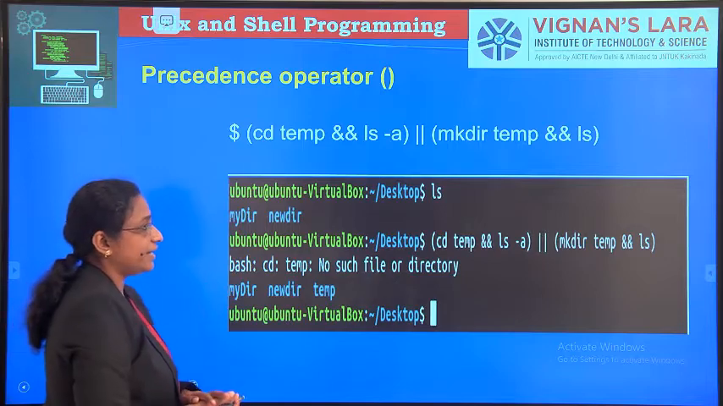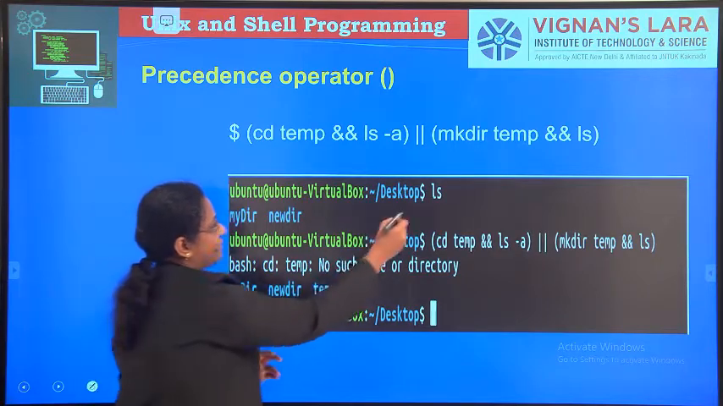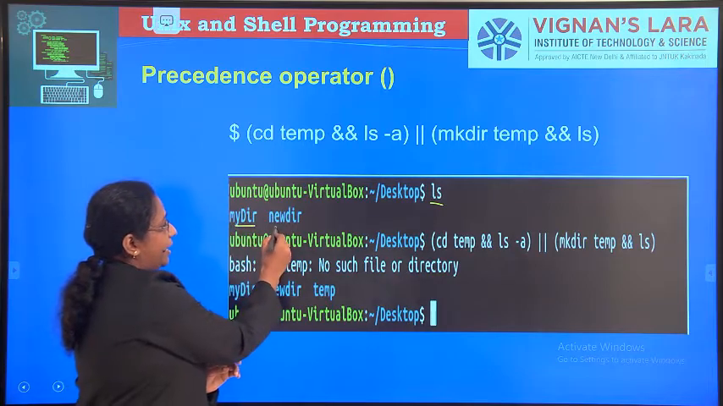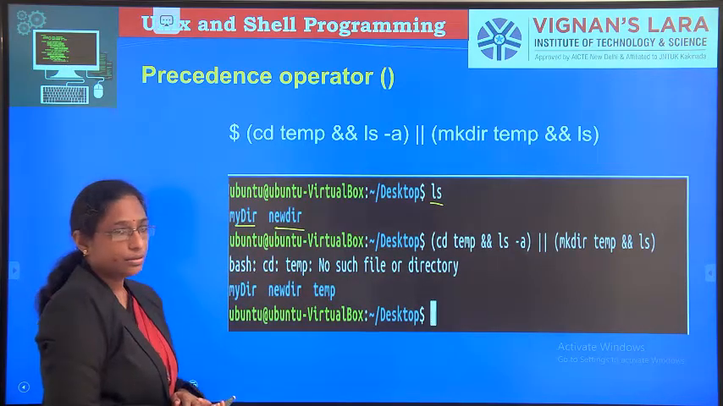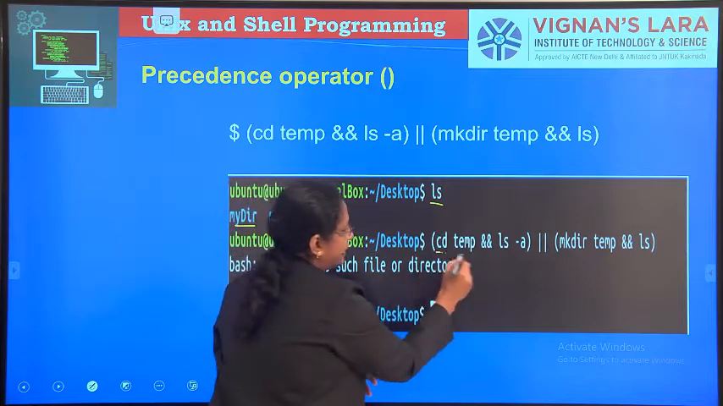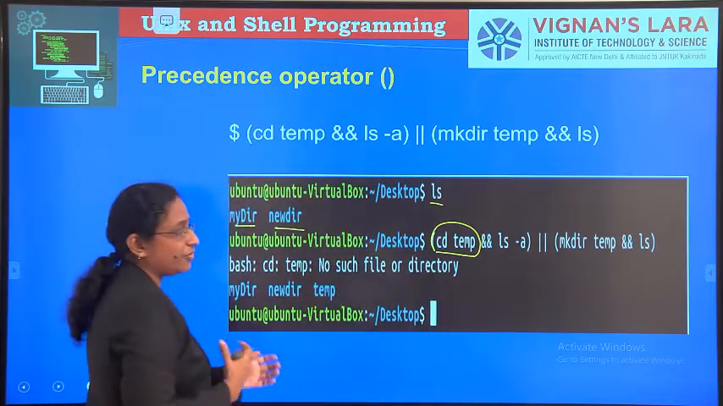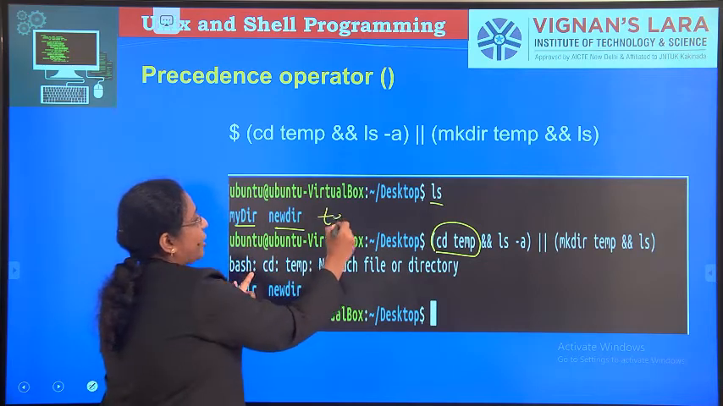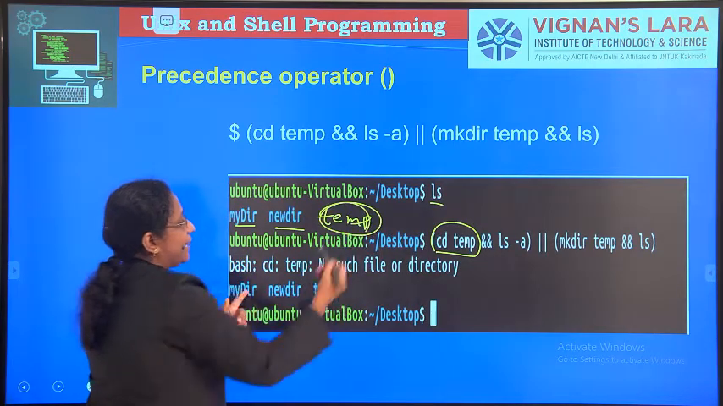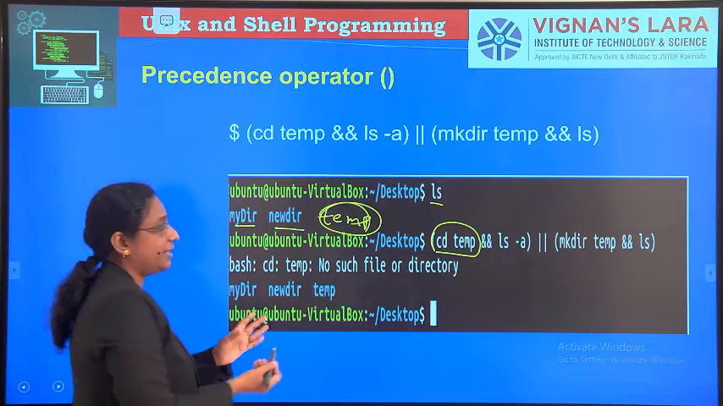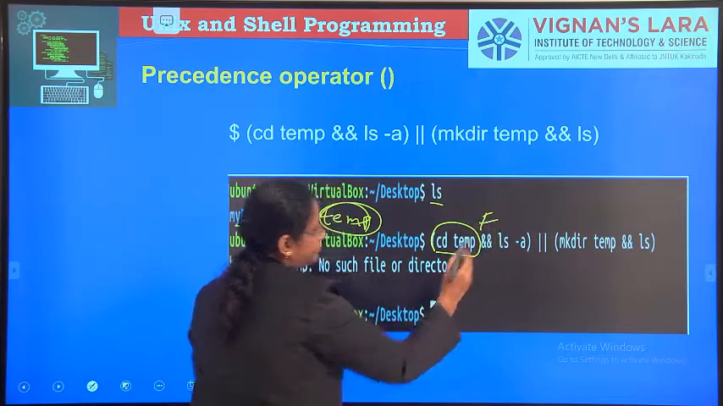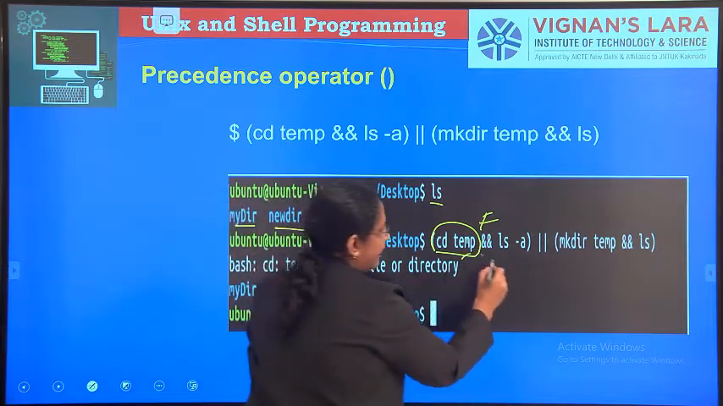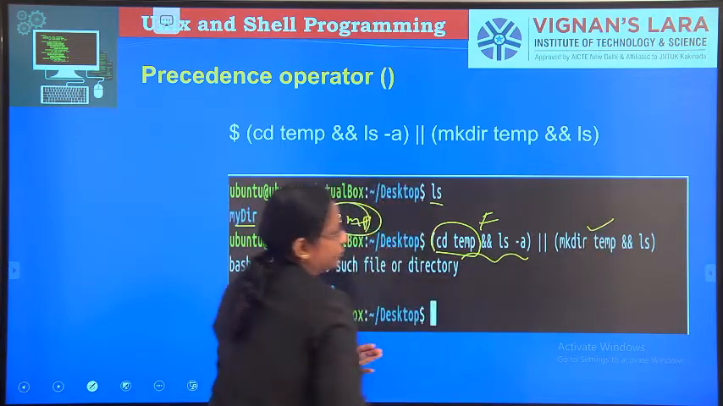So this is the example. See here, first we have given the ls command, where we have two directories, midir and new dir. Now we are going to do cd temp. That means we want to move to the directory temp, but that temp directory does not exist. That means the command is a fail. So since this has failed, now this will be executed.